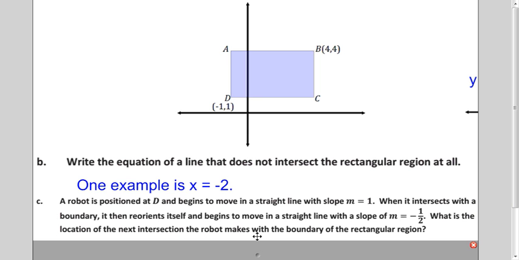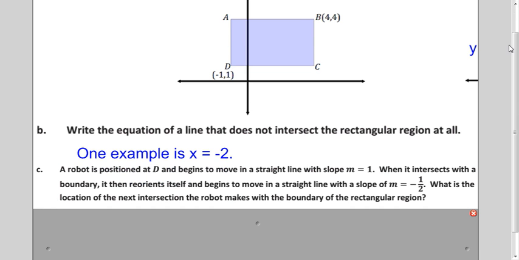So now we have another robot example. He's starting at point D, moving in a straight line with slope m equals 1. It hits the boundary, and then he moves himself so that now he's moving in a straight line with a slope of -1/2. So what is the final point of intersection that he makes with the boundary? So think about that problem. Maybe try drawing on some graph paper, do some algebra work. I'll show you my solution.